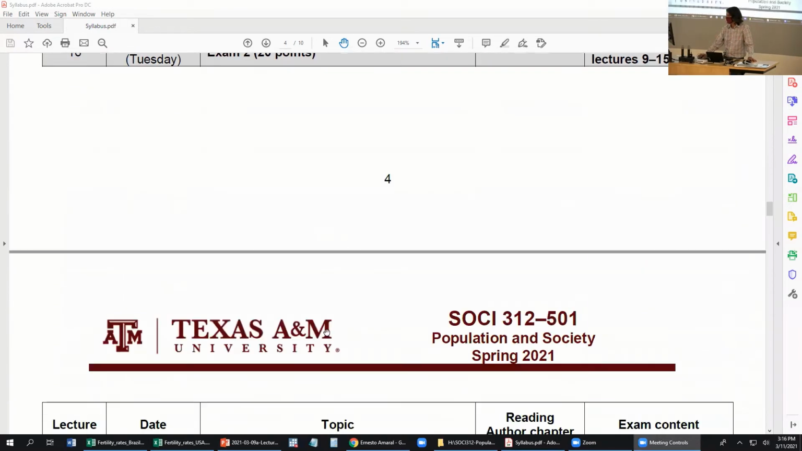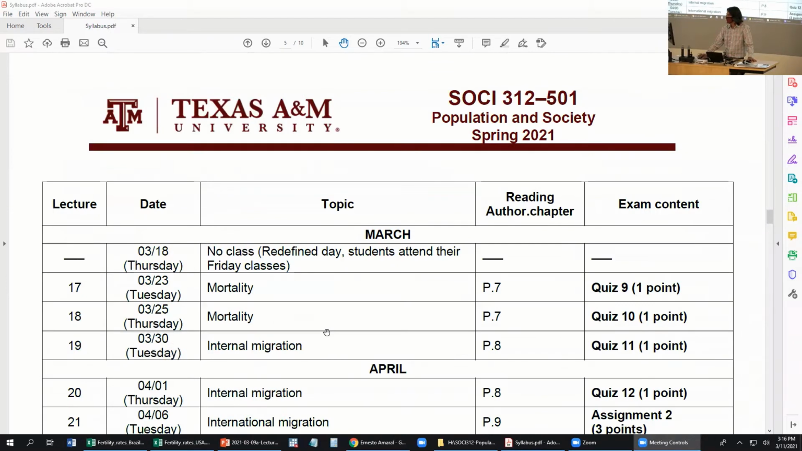And on Thursday, March 18th, there will be no class. That's a redefined day by the university. So we will have class in person again just on Tuesday, March 23rd, okay? And we will continue on the chapter about fertility.